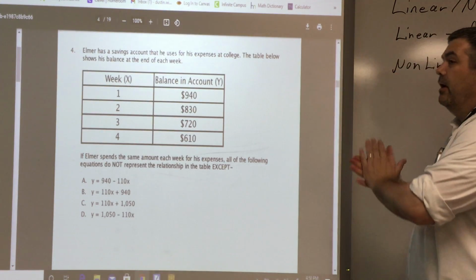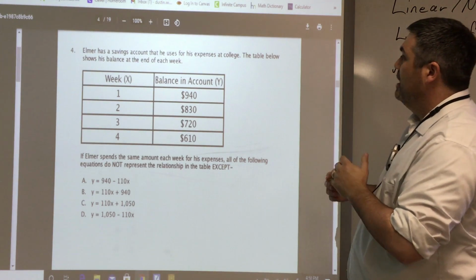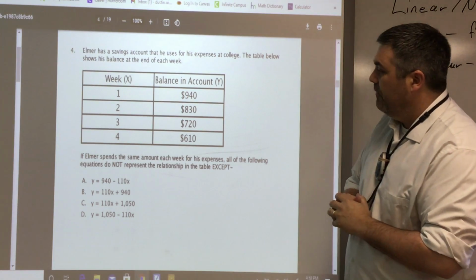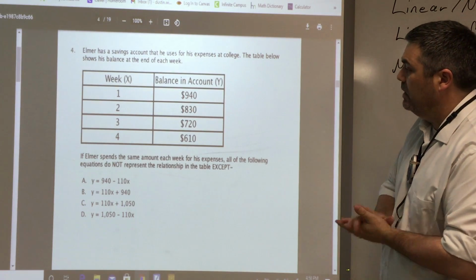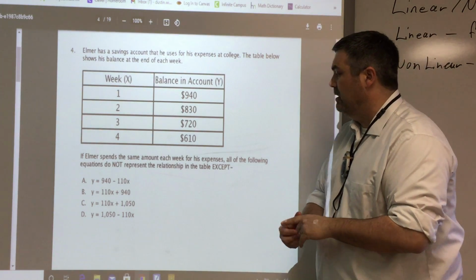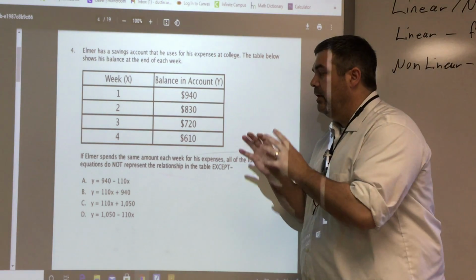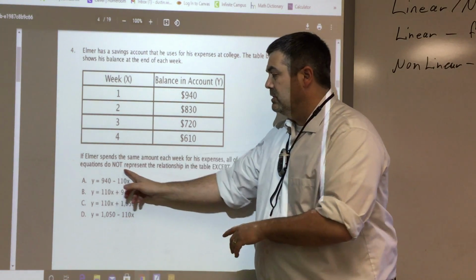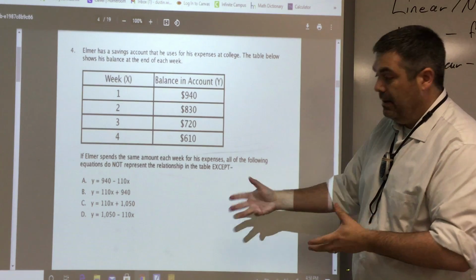All right, number 4. Elmore has a savings account that he uses for his expenses at college. The table below shows his balance at the end of each week. If Elmore spends the same amount each week for his expenses, all of the following equations do not represent the relationship in the table except. So we're looking for the one that does represent it. Be careful with this that you don't just stop here. You finish reading and you get the except, okay?